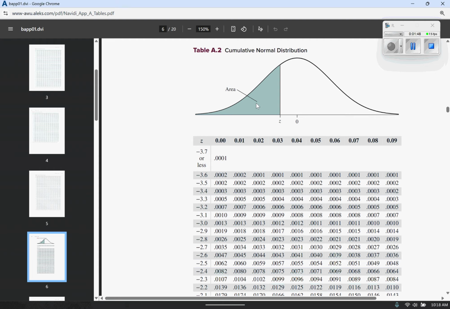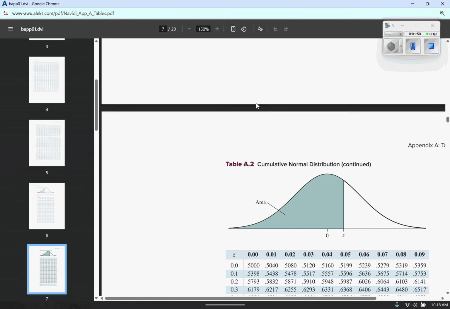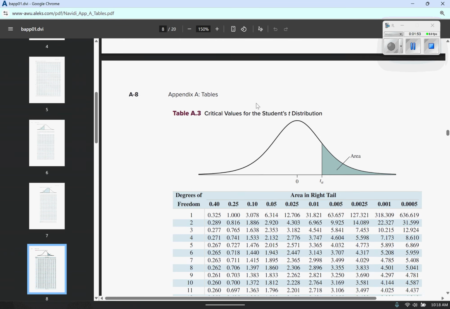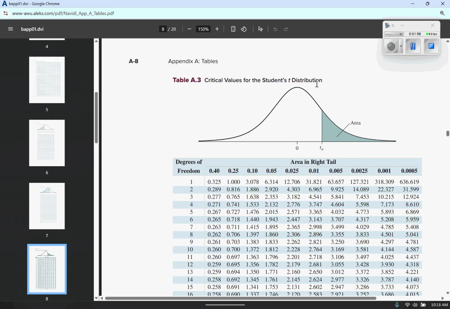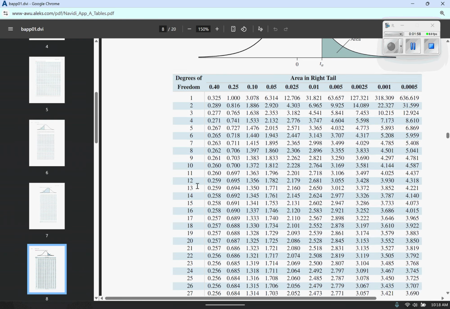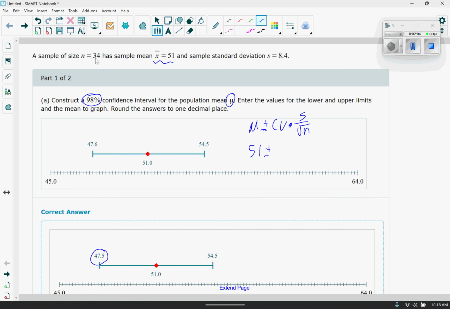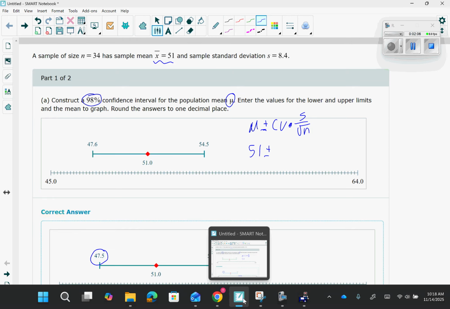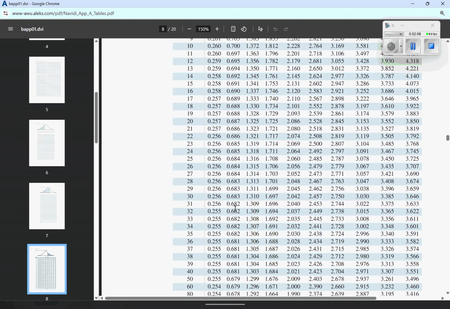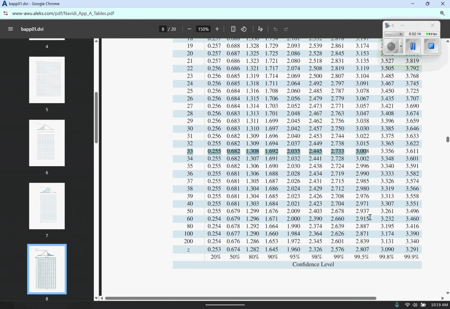These are the z-scores, but I actually don't want the z-scores. So you keep scrolling down, and we want the student's t-distribution because we're dealing with degrees of freedom. In this case, the sample size was 34, so the degrees of freedom is going to be 33. So let me go back there. We're looking at degrees of freedom of 33 right here. And our confidence level was 98%. So that would mean that value right there, the critical value, is going to be 2.445.